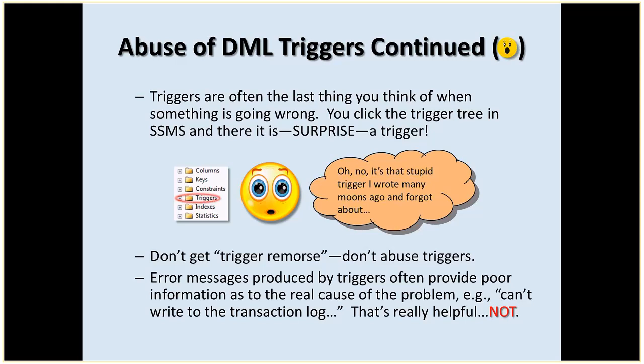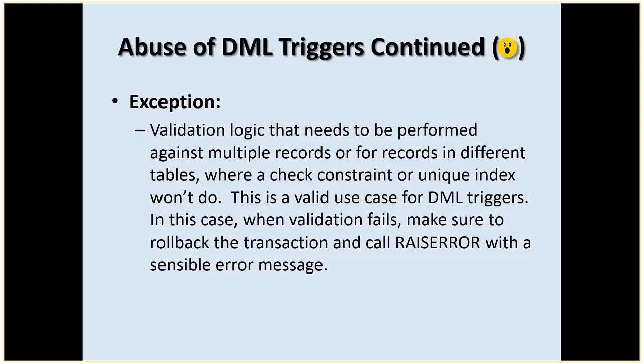Now, having said all that, I know I've pretty much downed triggers, but there is one exception. If you need to do validation logic against multiple records or records in different tables where you can't use a check constraint or unique index, that's a valid use case for DML triggers. I use that. It works. It's very effective. And the way you can mitigate the error message problem I mentioned: when you detect a validation failure, roll back the transaction first of all, and then call RAISERROR with a sensible error message. That's really the way to do it. That's something I would bless. It's a good way to go, and it actually helps protect your data integrity.